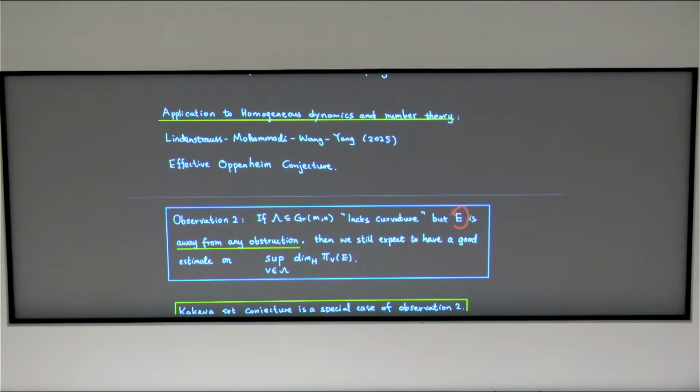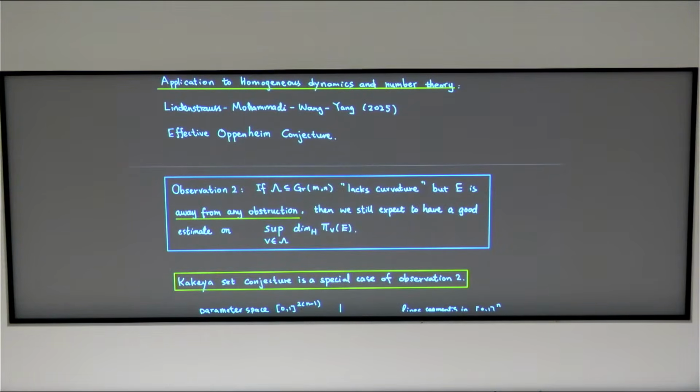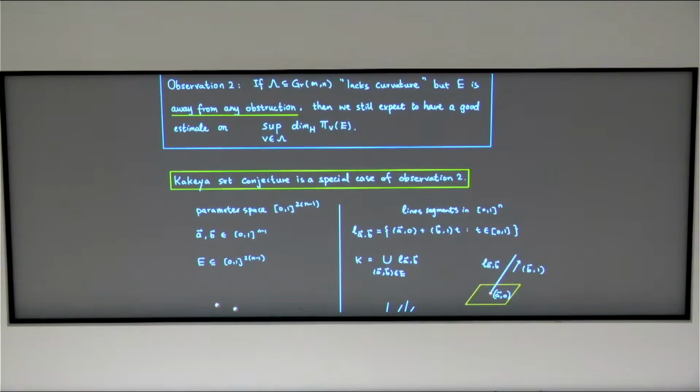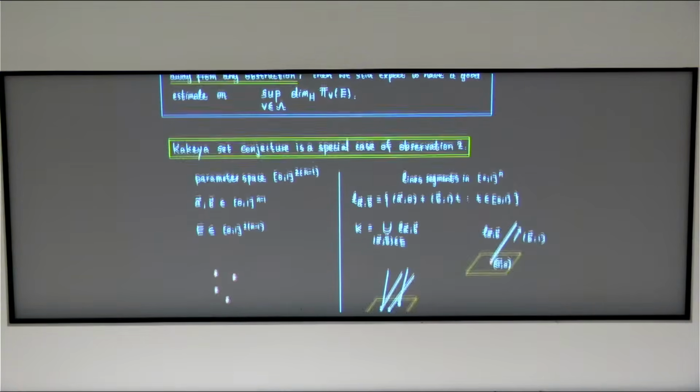But then suppose E is away from any obstruction. So here we are imposing an additional assumption on E, depending on the set of subspaces we are considering. Then could we still expect to have a good estimate? So the Kakeya conjecture is a special case of this kind of discussion. So the connection is not very hard.